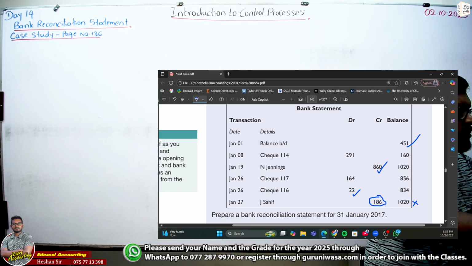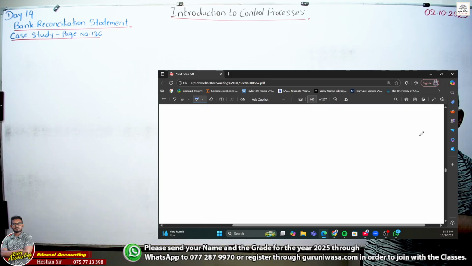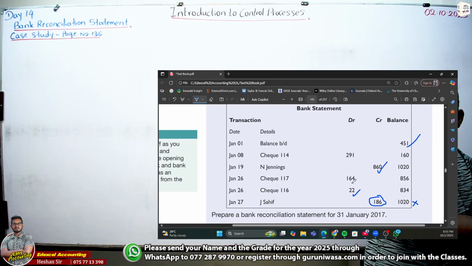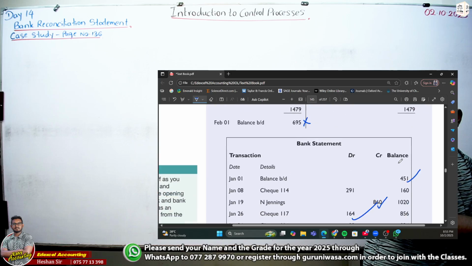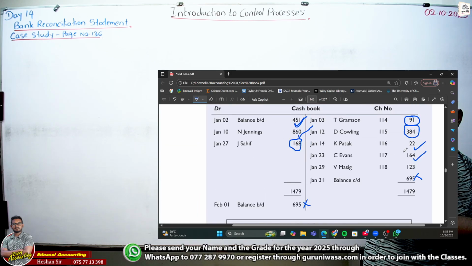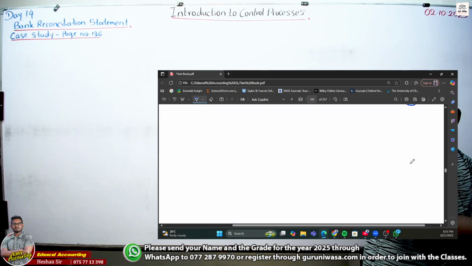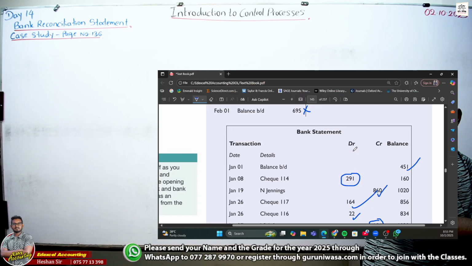Next one: 164 in here, cheque number 170 in here as well. Put a tick mark. 164 in here, here as well. Then 123 is in here, cheque number 180, but not in here, so just circle it. When it comes to the other one, 291 is in here but not in the other one, so just circle.